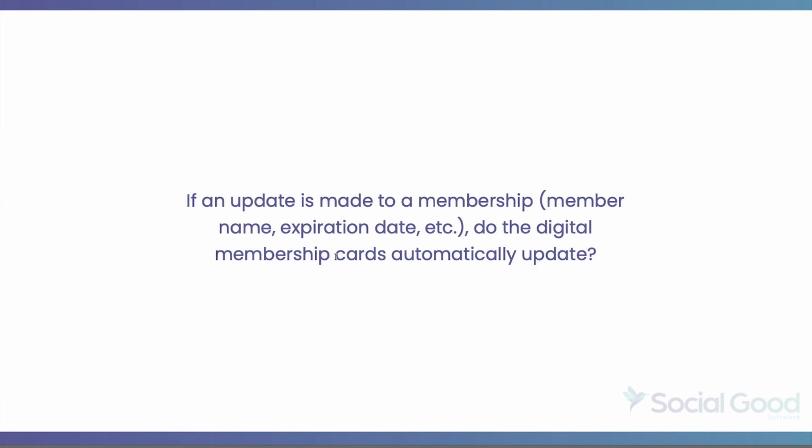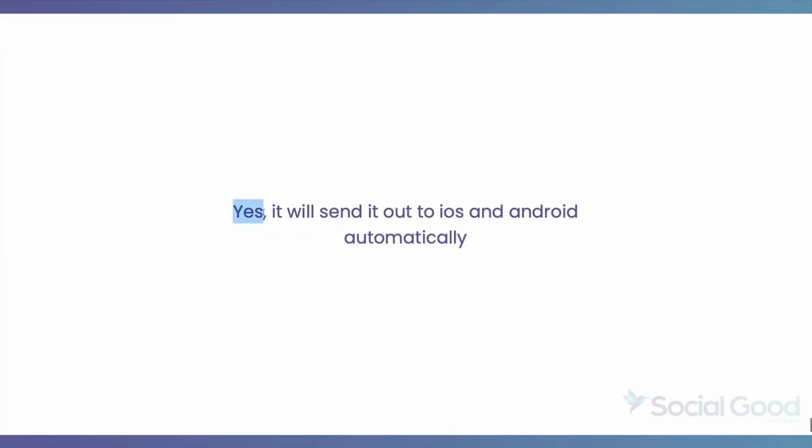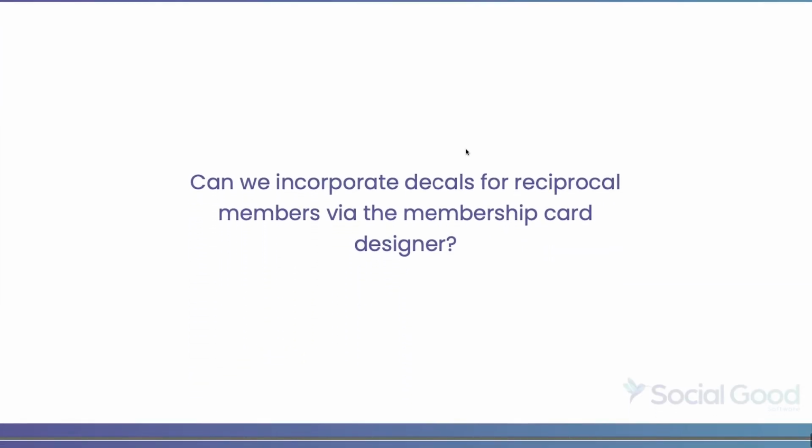If an update is made to a membership, such as member name or expiration date, do digital membership cards automatically get updated? The answer is yes. It will send out to iOS and Android automatically. We will not trigger an email unless you manually tag them, which will trigger another email to go out. But if they're using iOS or Android, the digital membership card will be automatically updated.